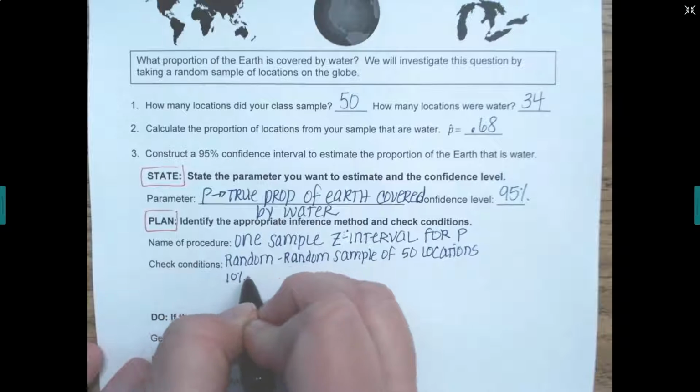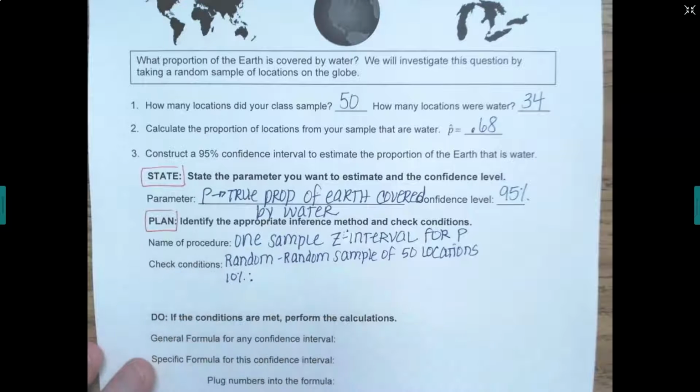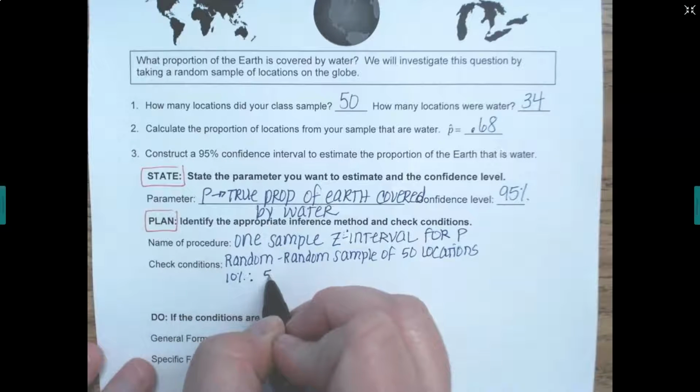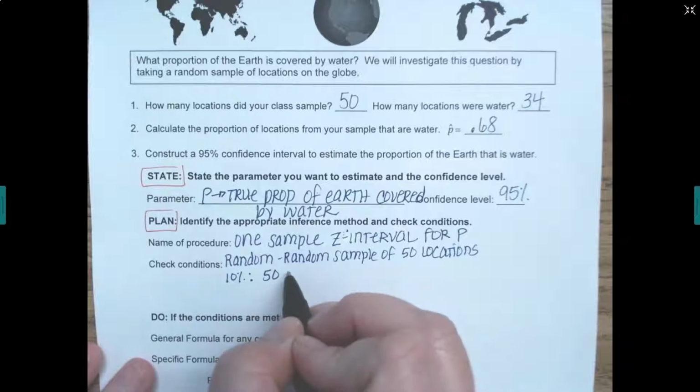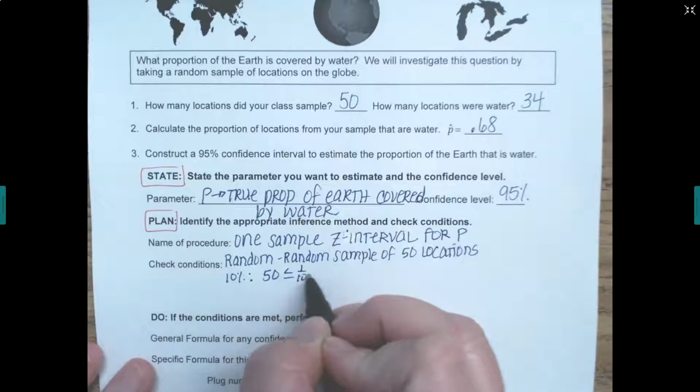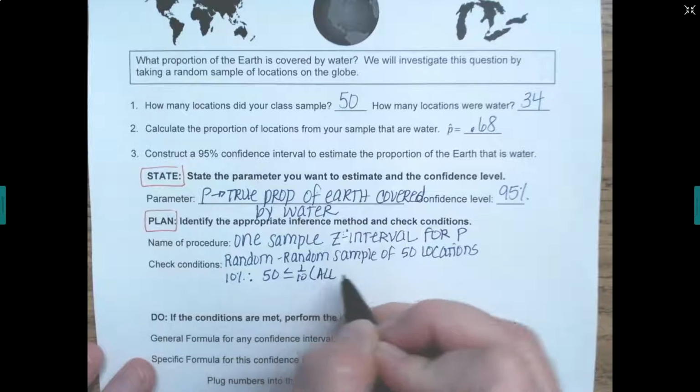The next thing you need to check every time is the 10% condition. So we checked 50 locations on the Earth. Those 50 locations are definitely less than or equal to 1/10 of all the locations on Earth.